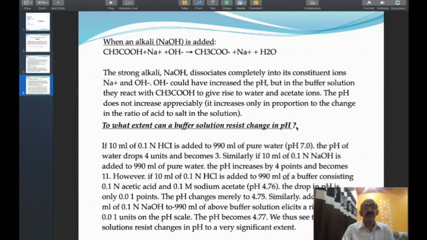This is about the buffer solution and the capacity of buffer solution. Okay. Thank you.